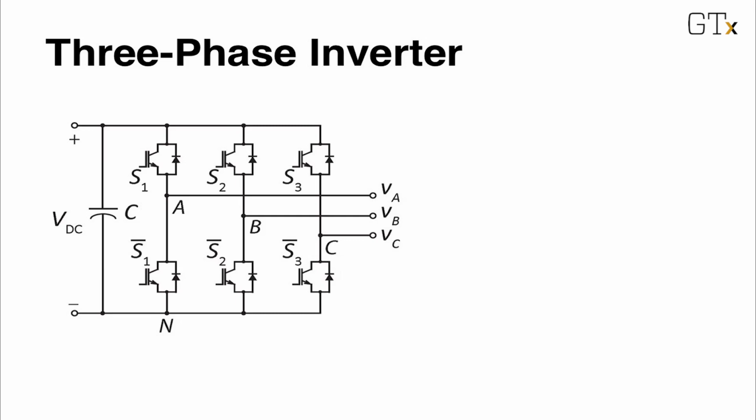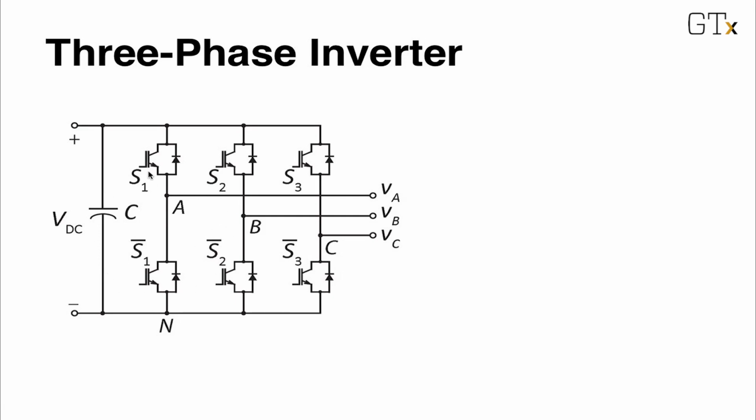Three-phase inverters are commonly used in applications such as AC motor drives to supply three-phase loads. This is the circuit diagram of a three-phase inverter. We have three phase legs. Each phase leg corresponds to one phase. On each phase leg, we have two complementary switches, similar to what we discussed for an H-bridge inverter.